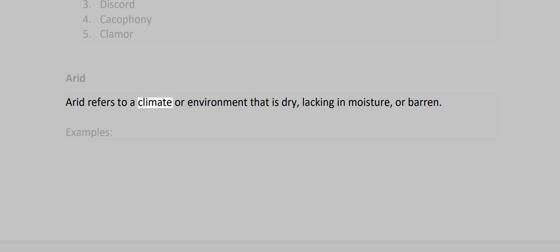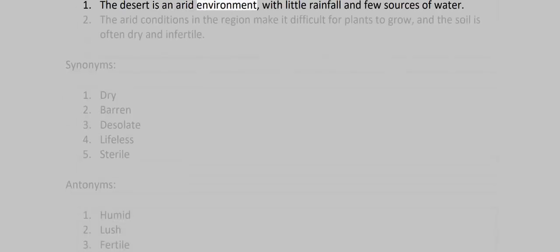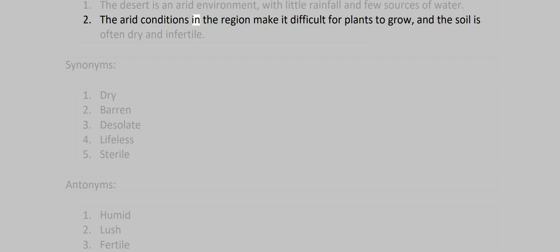Arid. Arid refers to a climate or environment that is dry, lacking in moisture, or barren. Examples. 1. The desert is an arid environment with little rainfall and few sources of water. 2. The arid conditions in the region make it difficult for plants to grow, and the soil is often dry and infertile.